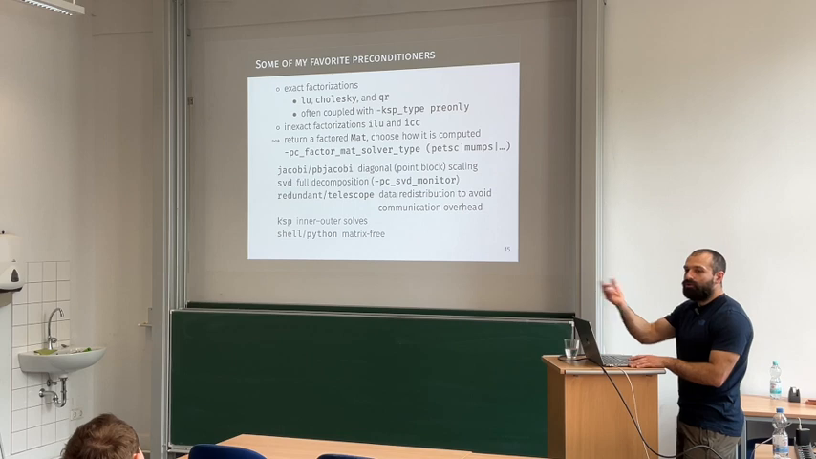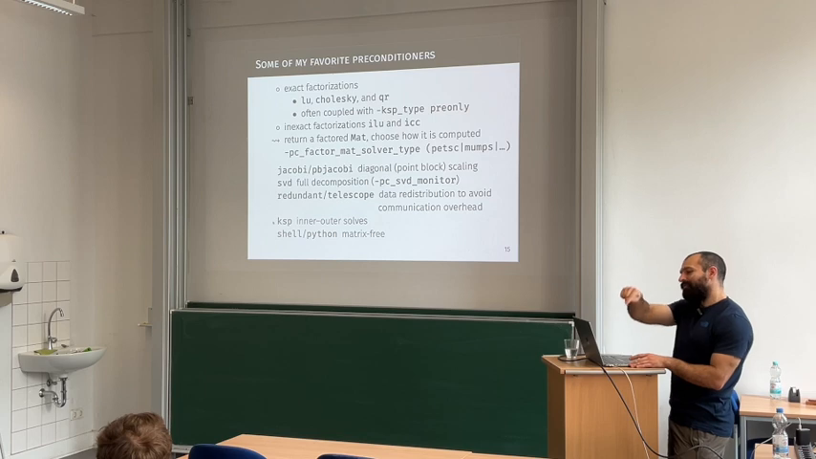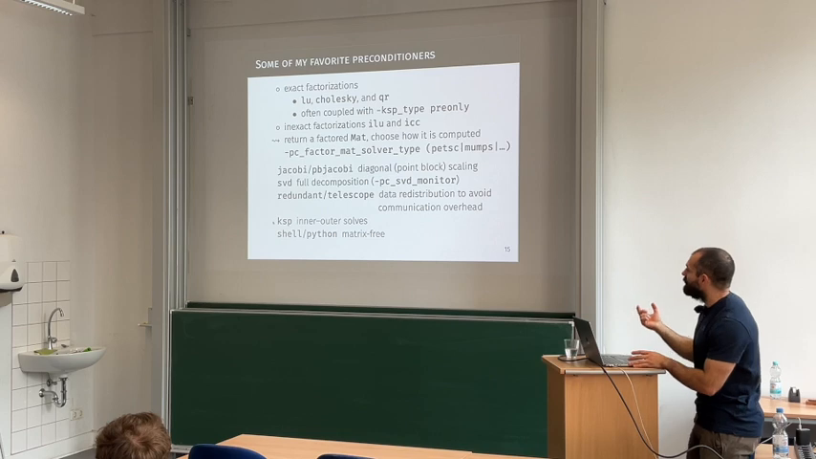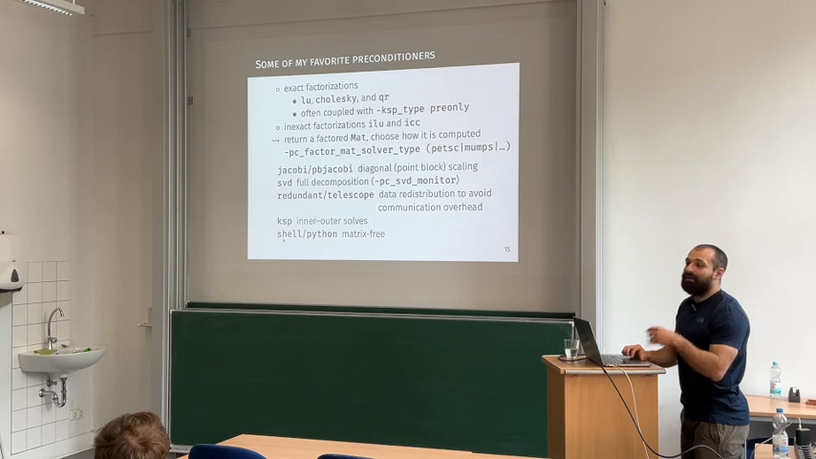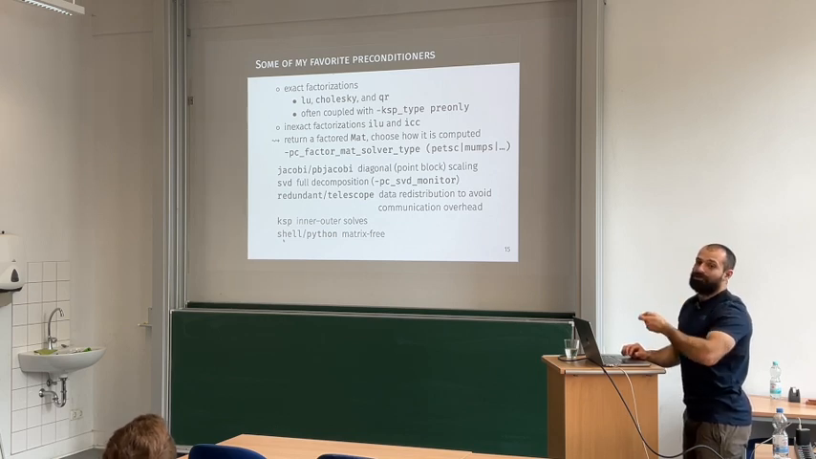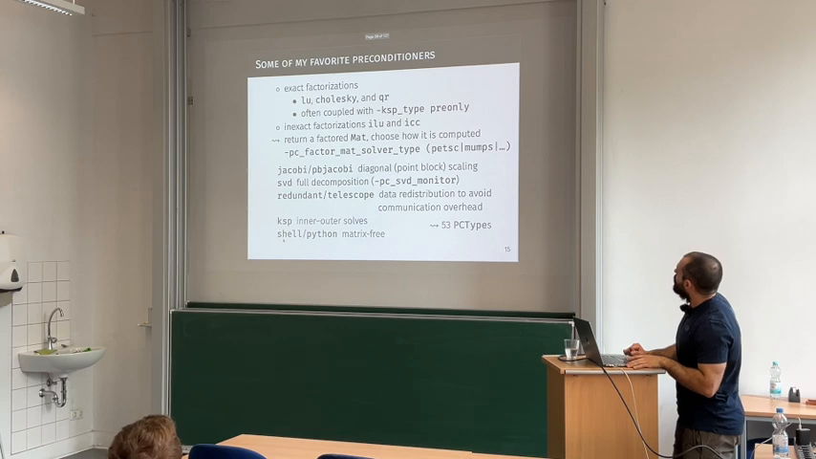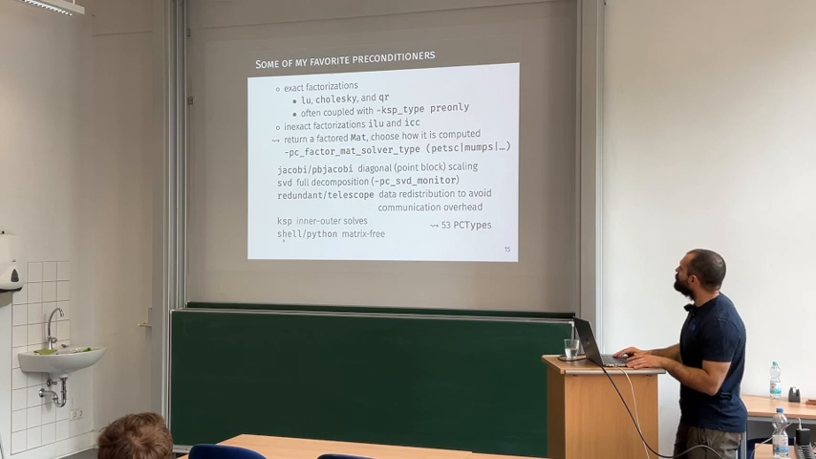If you want to do inner-outer solvers, you can use a PC of type KSP. So you basically use a KSP as a preconditioner. So you do a KSP as an outer solver with a KSP as the preconditioner. So this is what we call inner-outer preconditioning. And again, you can do shell or Python preconditioning where you basically supply the action of the preconditioner on your vector. So you can supply the action of the operator A, but also of the preconditioner. So there are about 53 PC types, so there are many, many other preconditioners. And so in fact, throughout the rest of the presentation, I will focus on some other preconditioners.